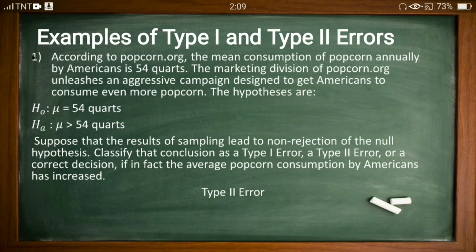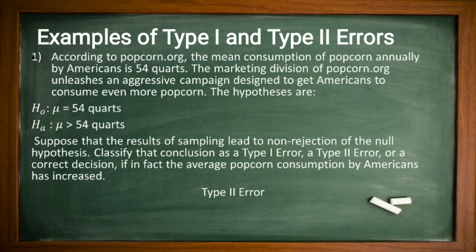Okay, so let us have examples of type 1 and type 2 errors. Number 1: according to Popcorn Organization, the mean consumption of popcorn annually by Americans is 54 quarts. The marketing division of Popcorn Organization unleashes an aggressive campaign designed to get Americans to consume even more popcorn. So the hypotheses are, meron tayong null hypothesis.